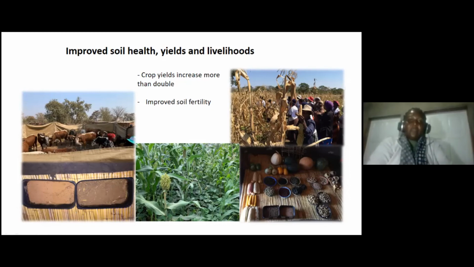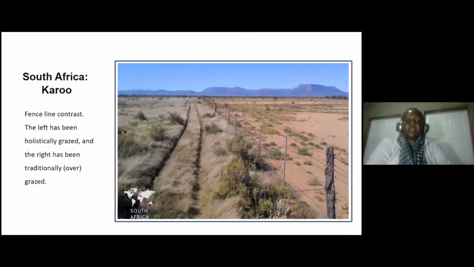And then this is South Africa, in the Karoo region, another dry zone. And this is the fence line difference. And you can ask yourself, do you think here it rains more than here? No, the difference is just management.